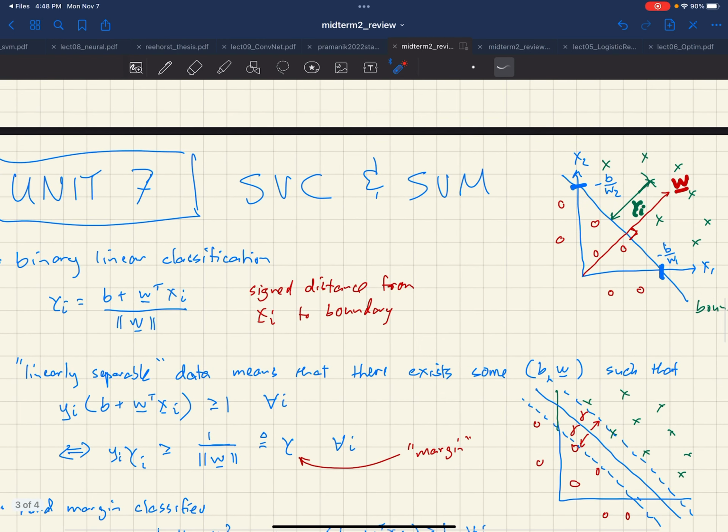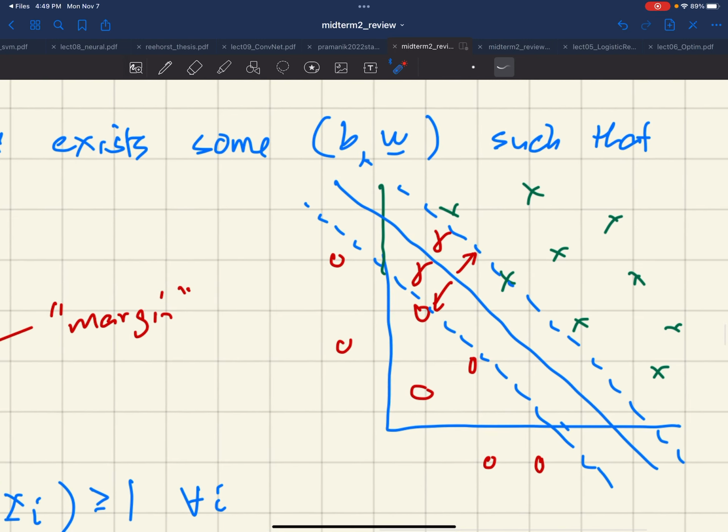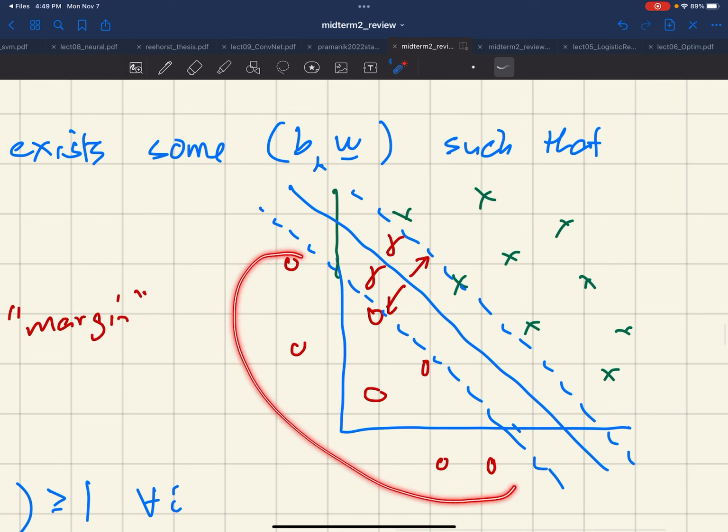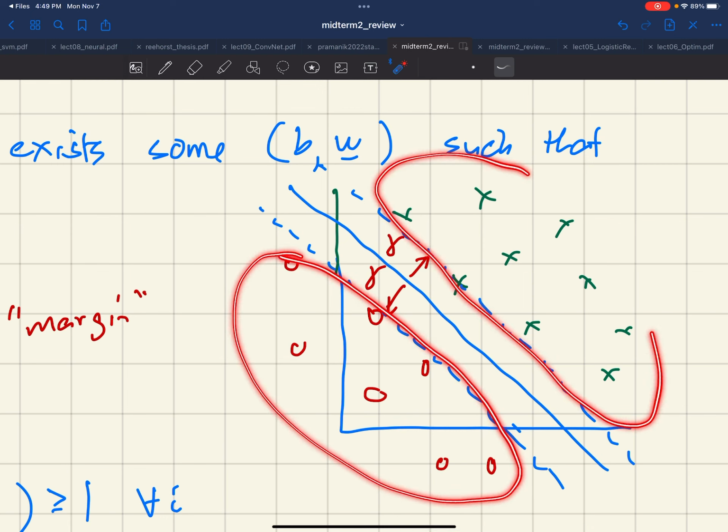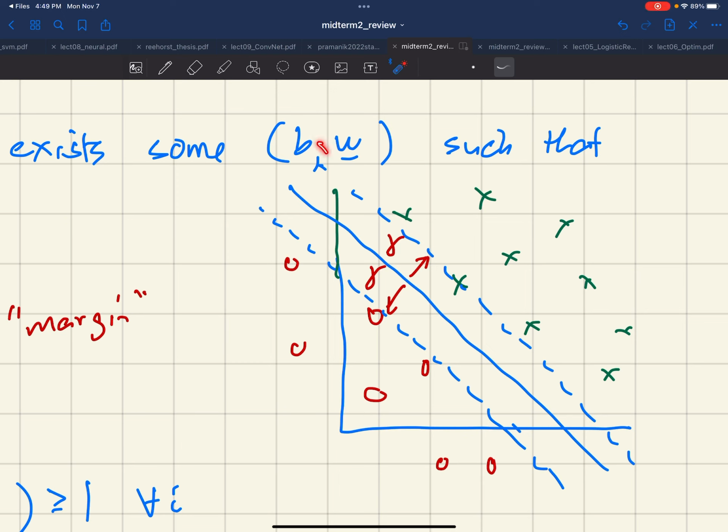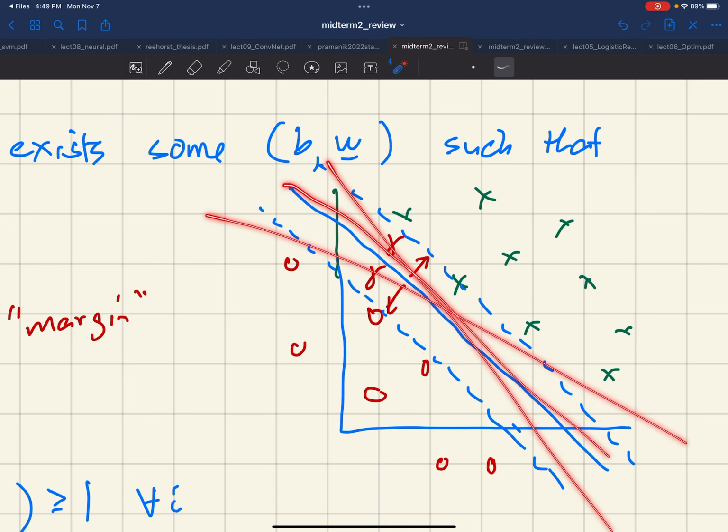So the next step is we recalled what linearly separable data means. Just geometrically, it means that my training data is such that when I plot these two classes, it's possible to separate them cleanly with a boundary. And as you can see in this example, the data set is linearly separable. We have this boundary, and you can see there's many other boundaries which will separate it as well.